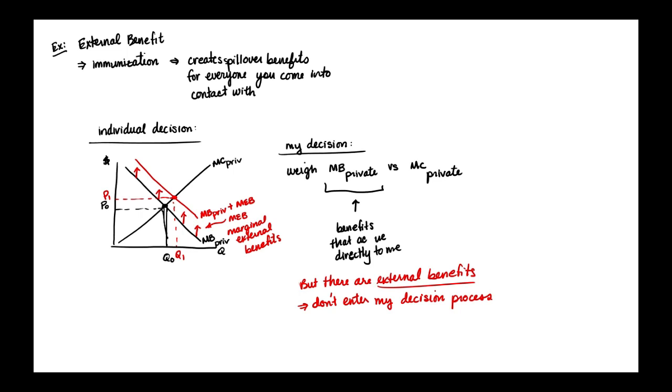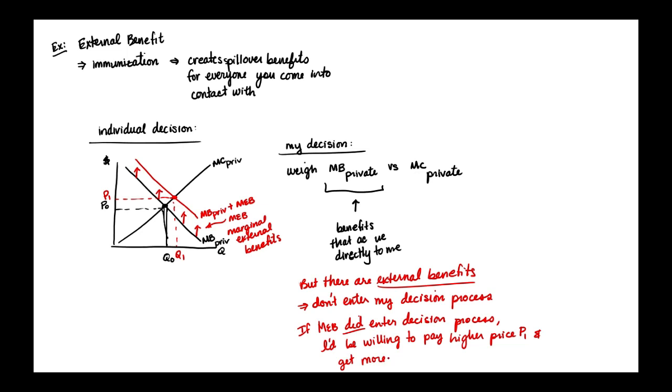Is that how I think though? No. So if the marginal external benefits did enter my decision process, I'd be willing to pay the higher price P1, and I'd get more shots. But people don't behave that way, right?